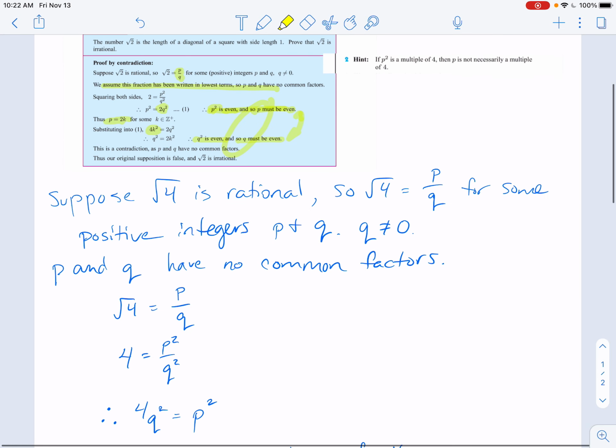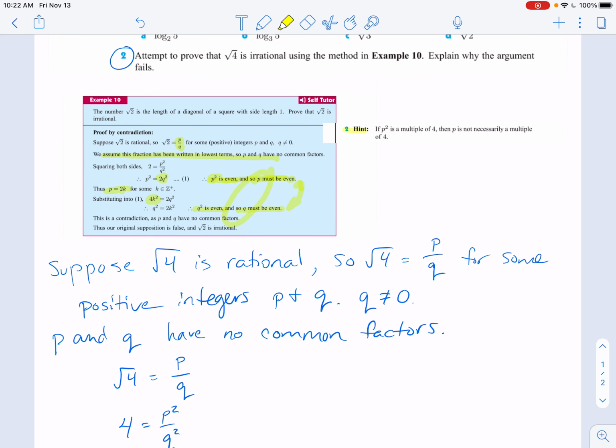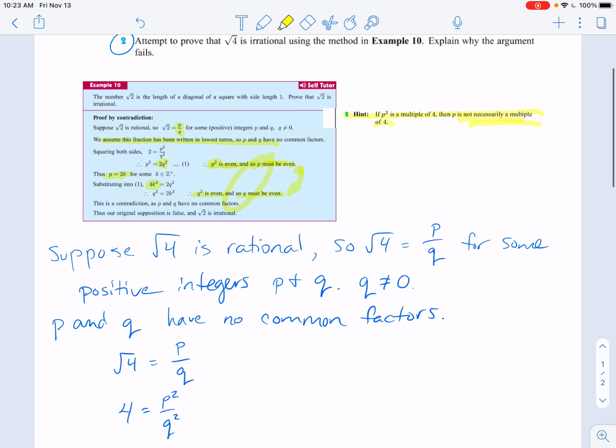So when we try for the other, I went to the back of the book, and I saw that the hint for this one is: if p squared is a multiple of 4, then p is not necessarily a multiple of 4.